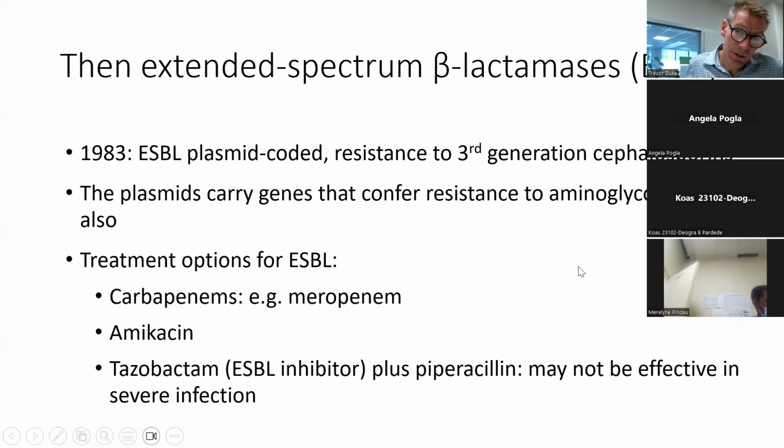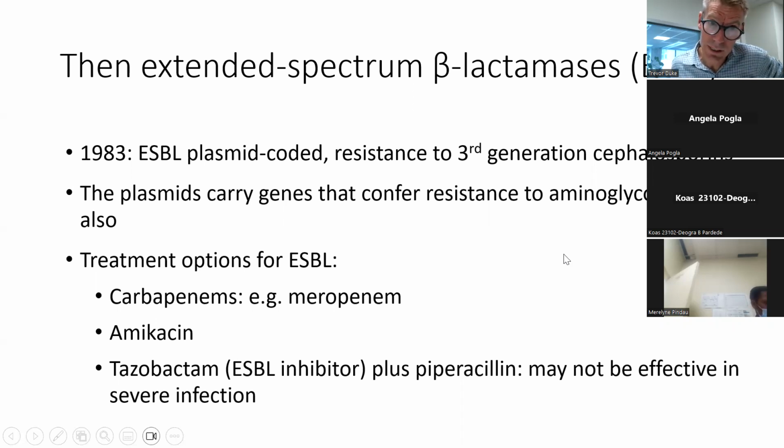And later, what was developed was the carbapenems and amikacin. So if you've got an ESBL producing gram-negative like Klebsiella or Enterobacter, then the only chance of that being adequately treated is with a higher level antibiotic like meropenem or amikacin, or an antibiotic called tazobactam. Sometimes the fluoroquinolones like ciprofloxacin will work as well, but often not.